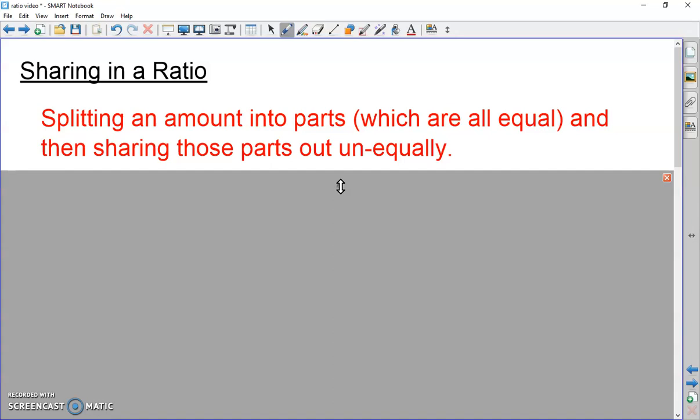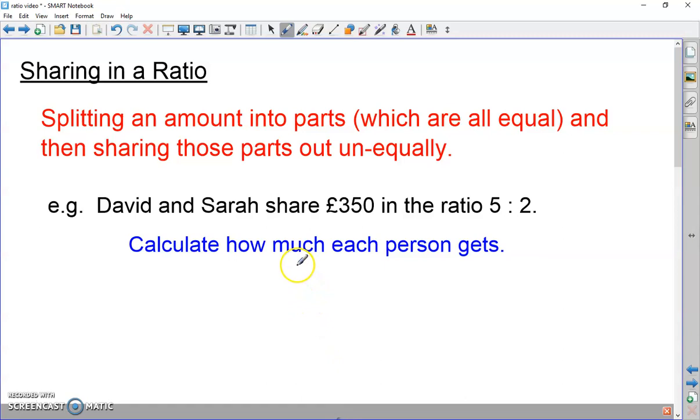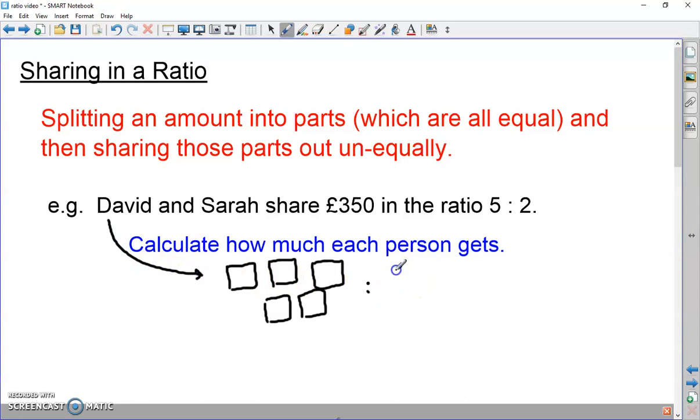Okay, so here's my first example. David and Sarah share £350 in the ratio 5 to 2. Calculate how much each person gets. And the first thing you've got to realize is that 5 to 2 can be drawn. Okay, the box method or the bar method, you sometimes see this called. So David, because David is first in the question, gets 5 parts and Sarah only gets 2 parts.